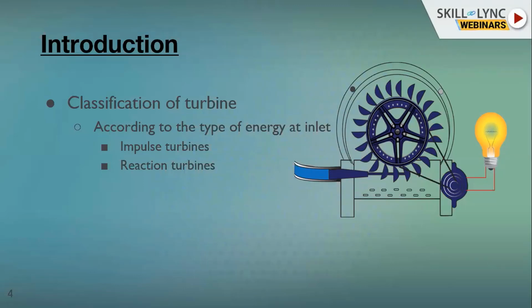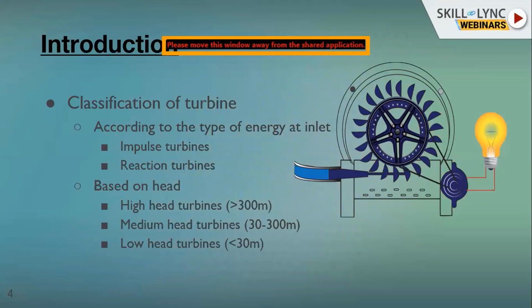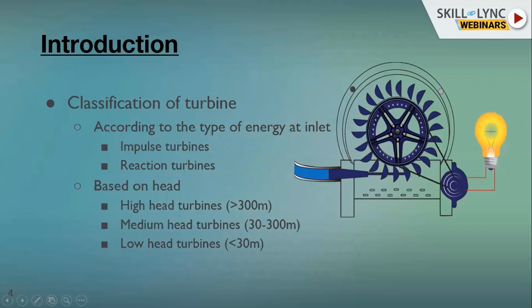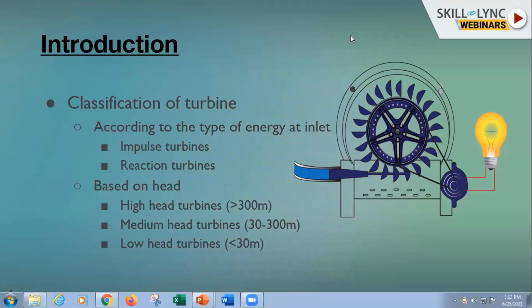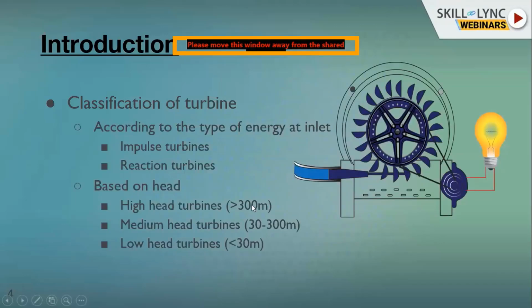Okay, the next classification will be based on head. Based on head, it is classified into high head turbine, medium head turbine, and low head turbine. All right, so what do you understand by high head turbine? A high head turbine is one which has a height from the dam to the turbine of more than 300 meters.